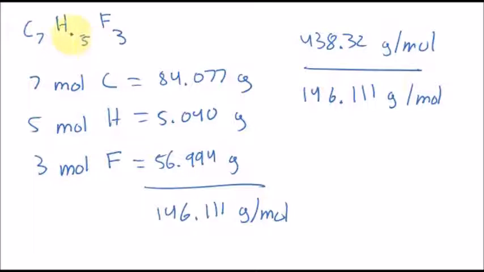So 7 times 3 is 21, so we have C21. 5 times 3 is 15, so we have H15, and 3 times 3 is 9, so F9. So this is our empirical formula, and this is our molecular formula. We're done. Alright, so that took a lot of effort.